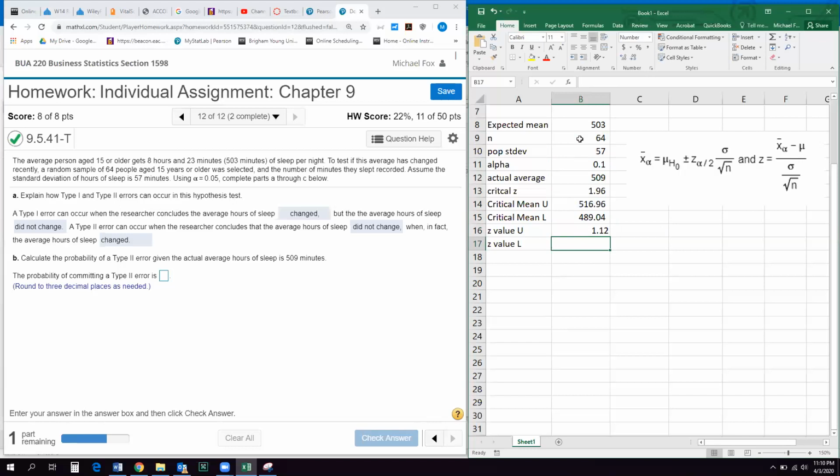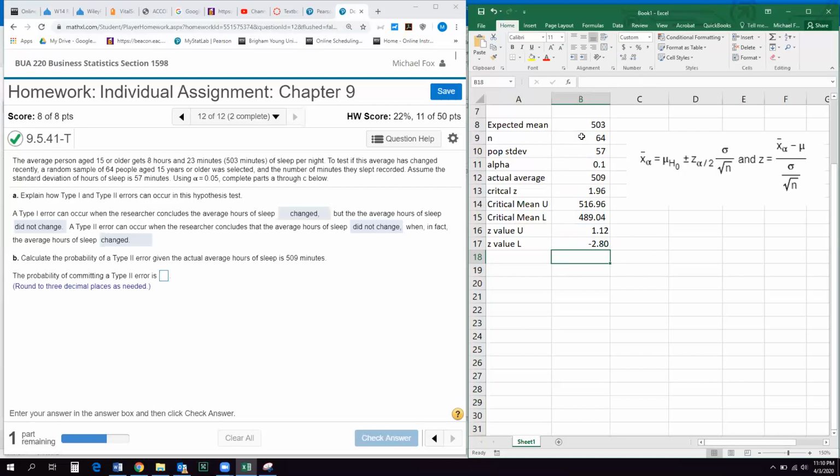Then our z value of our lower point uses the same formula, but we're going to use the critical mean of the lower point minus, I'm going to put this in parentheses, sorry, critical mean of the lower point minus the actual average, divided by population standard deviation over the square root of n. So there's the z value of our lower point.